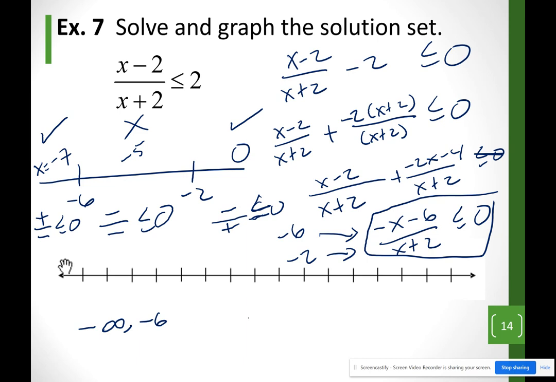So the areas where it did work are from negative infinity to negative 6, and also from negative 2 to infinity. I'm going to omit my parentheses and brackets right now. My infinities always have parentheses. Because my inequality sign has the or equal to part, the number that made the top equal to 0, so the negative 6, has a bracket. The number that makes the bottom equal to 0 always has a parenthesis.